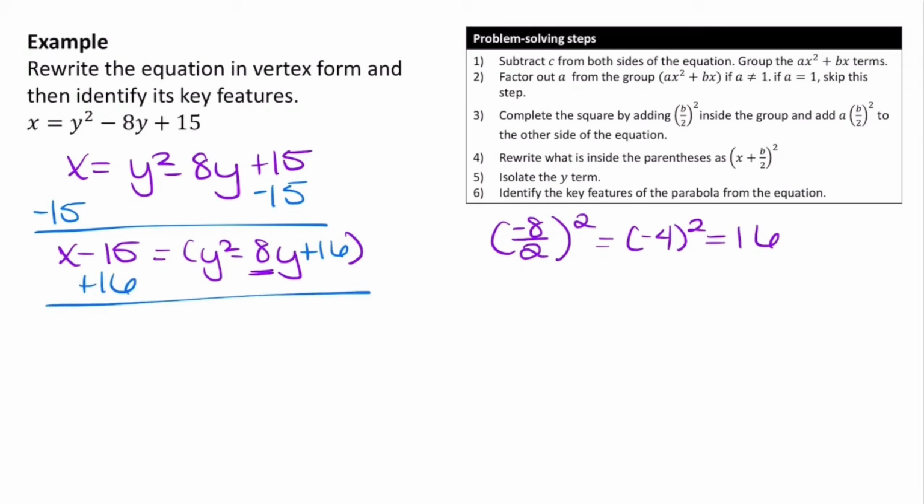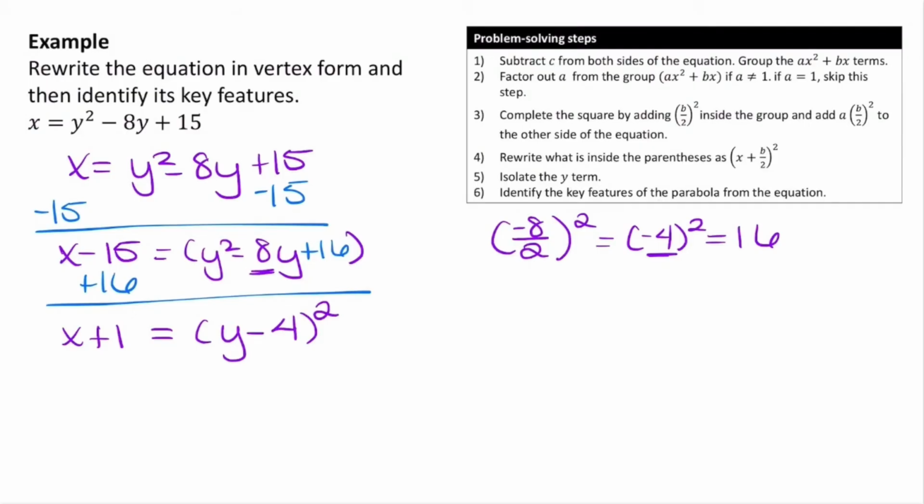When I do that, I get x minus 15 plus 16, which is x plus 1. So I have x plus 1 equals, now this is going to be y minus b over 2, so that's y minus 4, and that's squared. Now to get x by itself, I'm going to subtract 1 from both sides. When I do that, I get x equals y minus 4 squared minus 1.